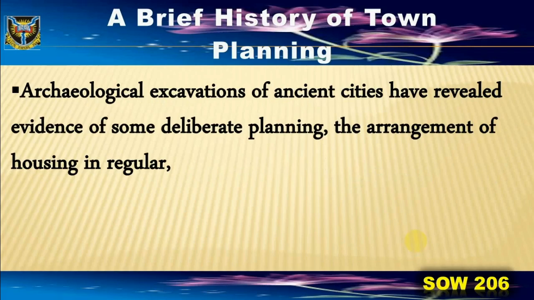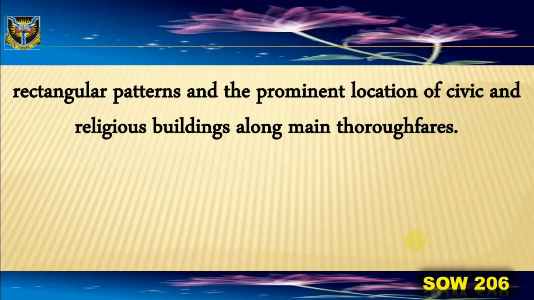A brief history of town planning. Archaeological excavations of ancient cities have revealed evidence of some deliberate planning: the arrangement of housing in regular, rectangular patterns, and the prominent location of civic and religious buildings along main thoroughfares.